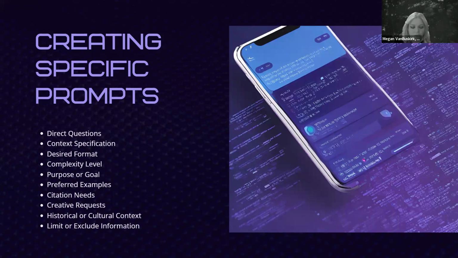Any historical or cultural context is also really important for generating lessons and assessment ideas. And then you can also limit or exclude information that you explicitly do not want. So I would like you to create a list of module learning outcomes, but please exclude any objectives that would be at that understand or remember level.